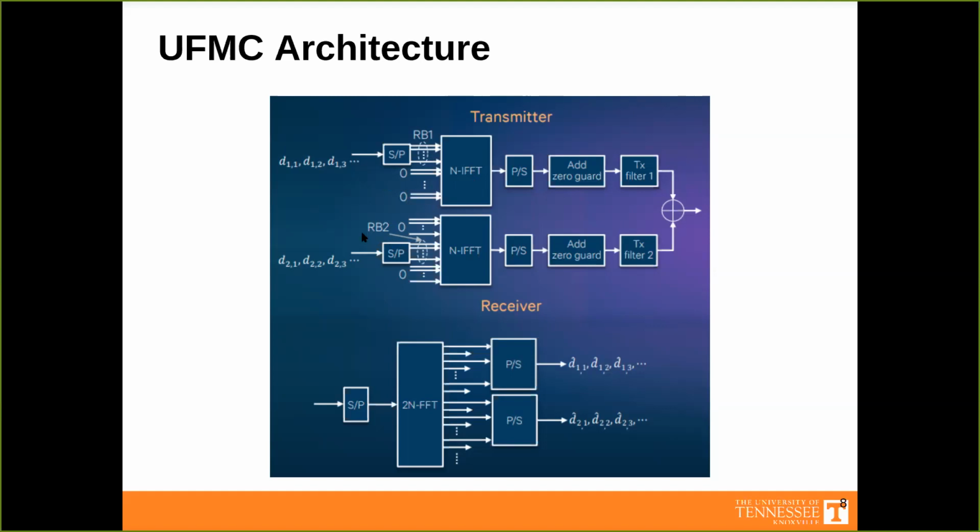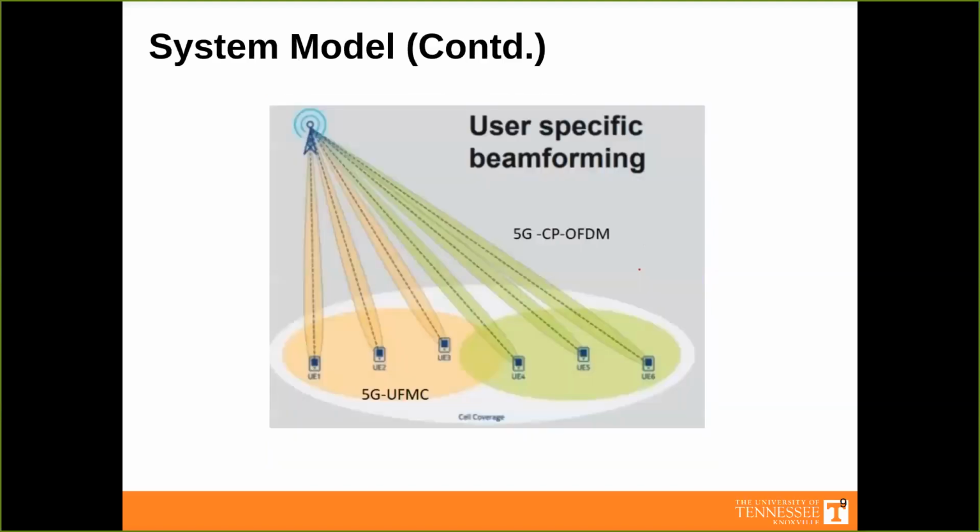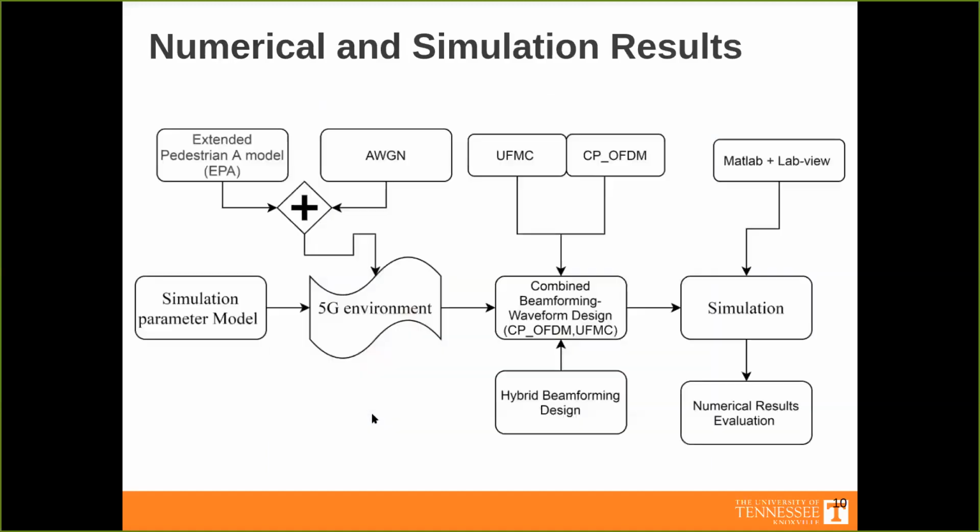By combining the hybrid beamforming using the LU decomposition and the universal filter multi-carrier waveform, we tried to build a system where we compare the performance of the system when we use cyclic prefix OFDM and the performance when we use the UFMC.